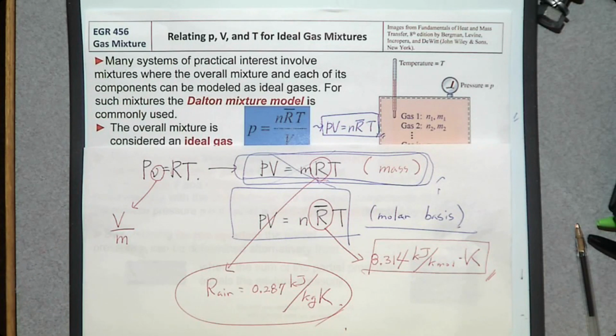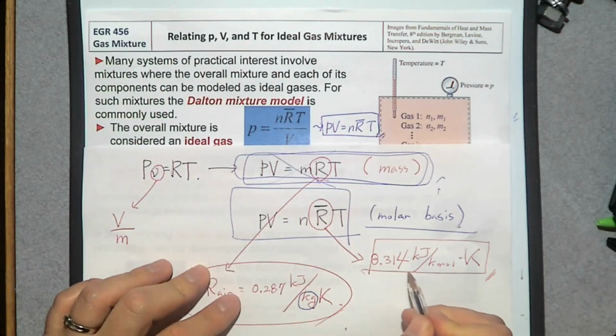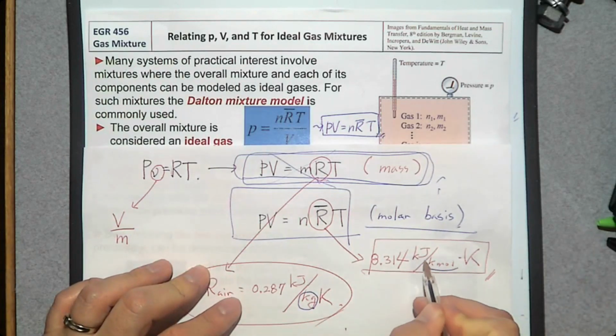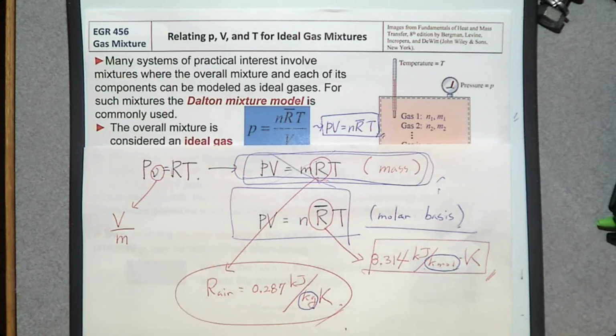But if you look at this universal gas constant on a molar basis, look at the unit. This one is kilojoule per kilogram Kelvin. On the other hand, this one is kilojoule per kilomole Kelvin. So since this one is kilomole instead of kilogram, you can see this gas constant is on a molar basis. In that case, you can add a bar to show that this is going to be kilomole rather than kilogram.